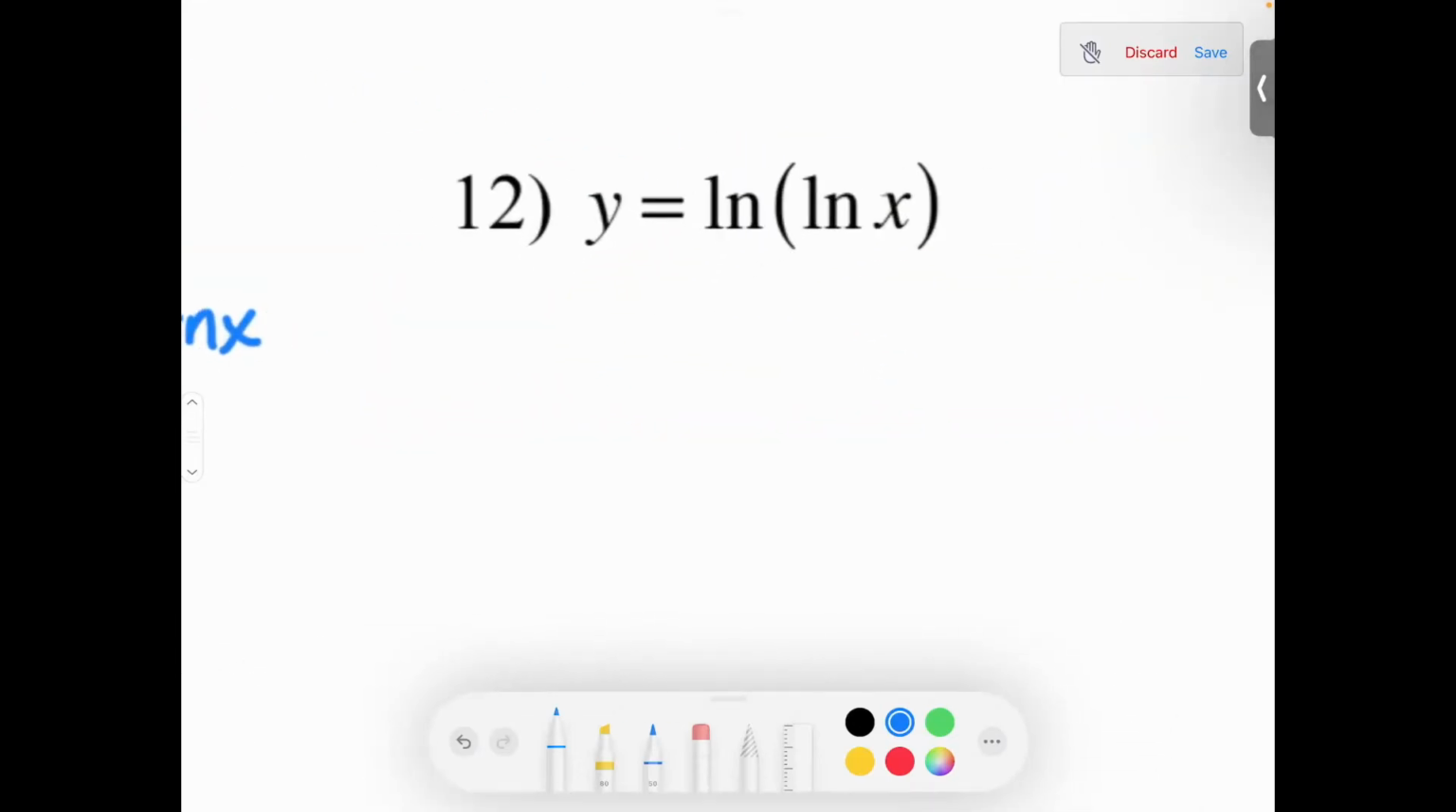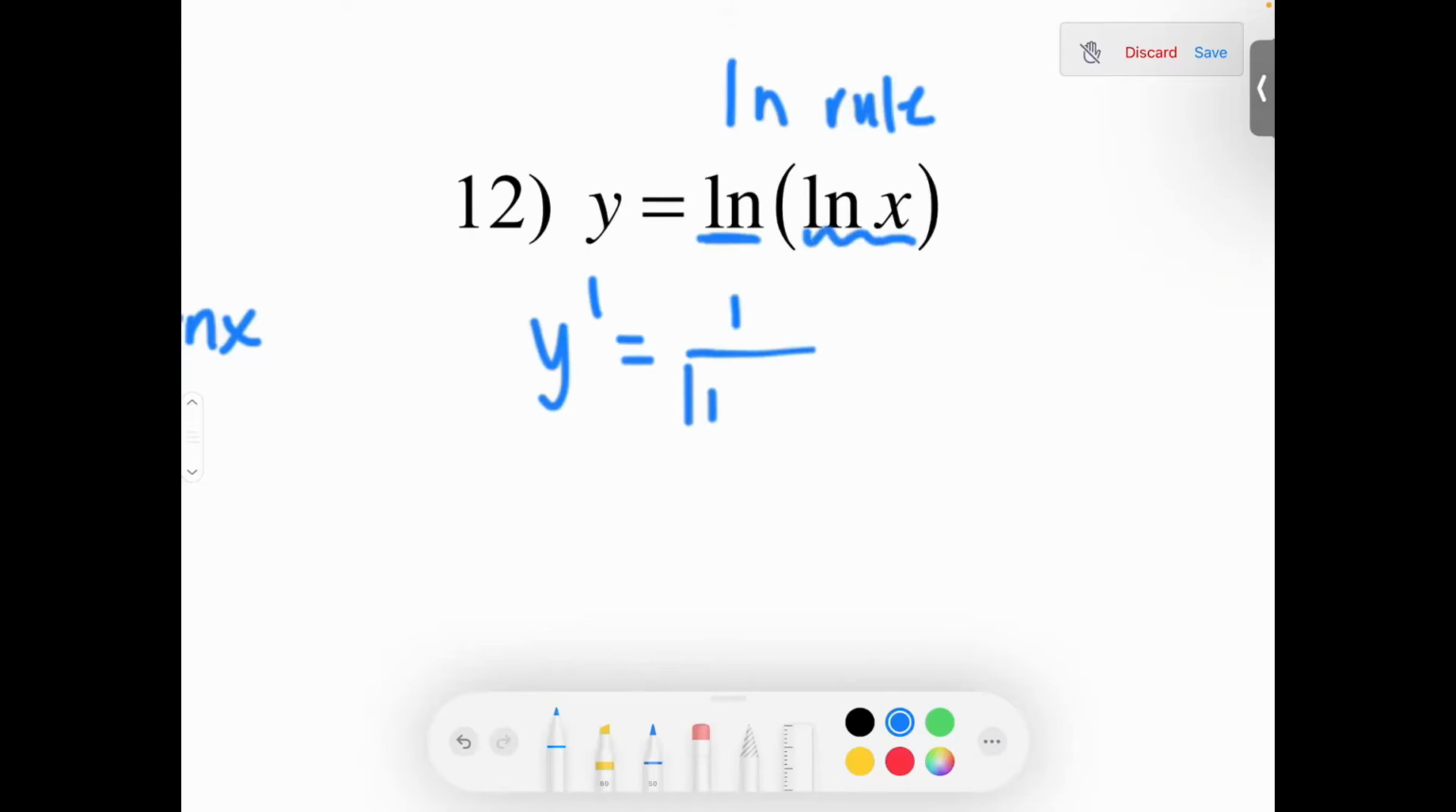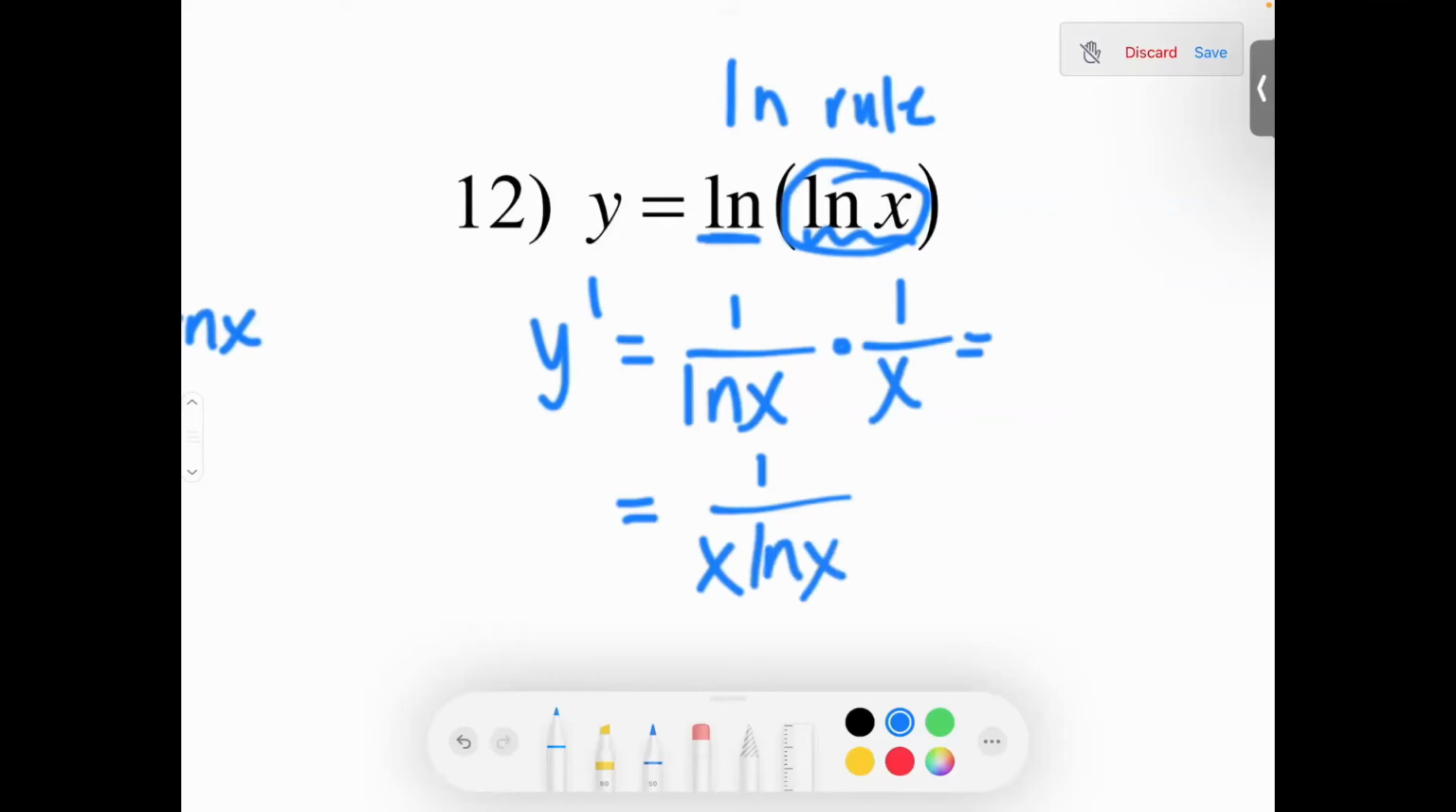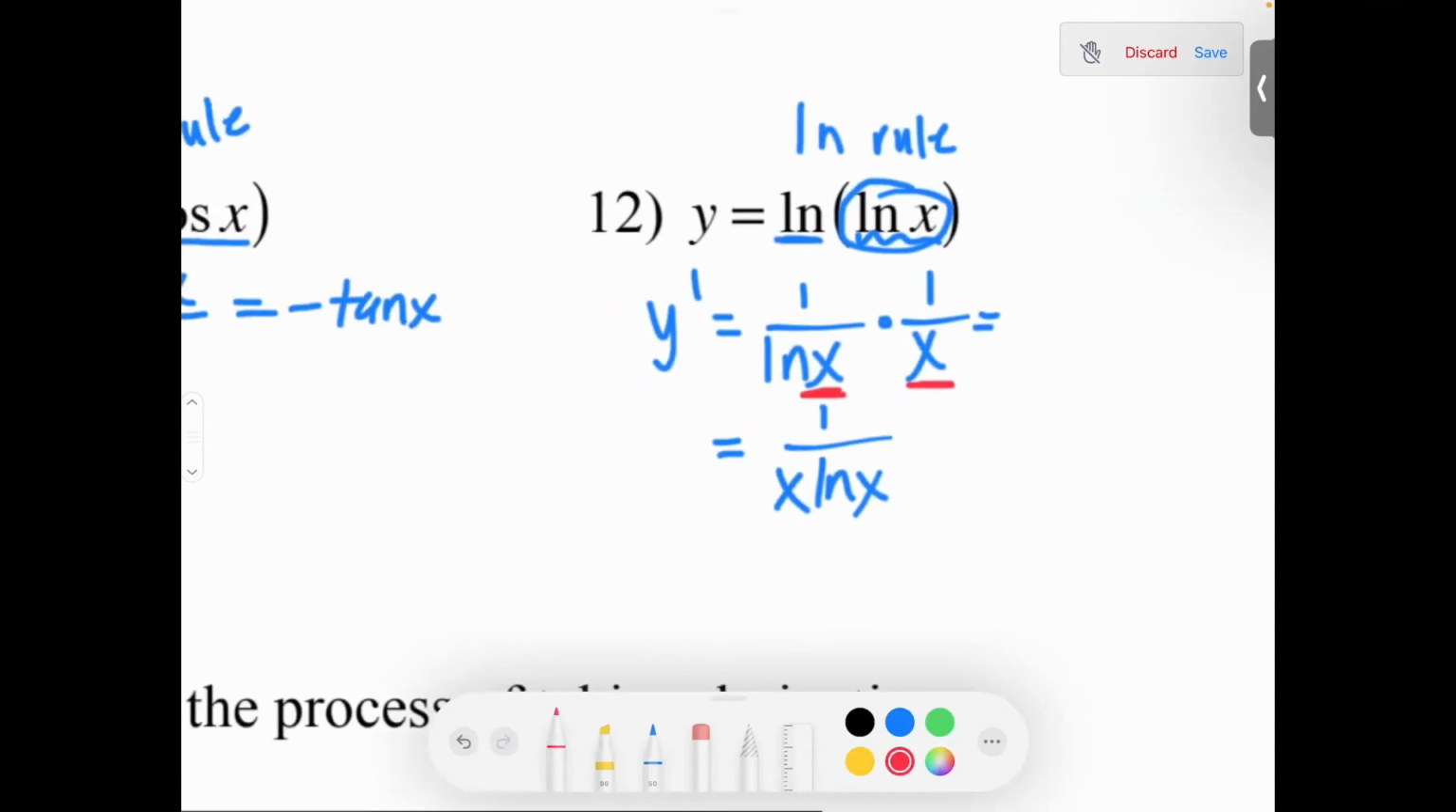Number 12, we got ln of ln x. So this is our ln rule. So we're going to take the derivative of this ln on the outside first. So it's going to be 1 over whatever's inside the parentheses, ln x, times the derivative of the inside. Derivative of ln x is 1 over x. So we get 1 over x ln x. We typically write the x in front. What we cannot do is multiply those two x's together.